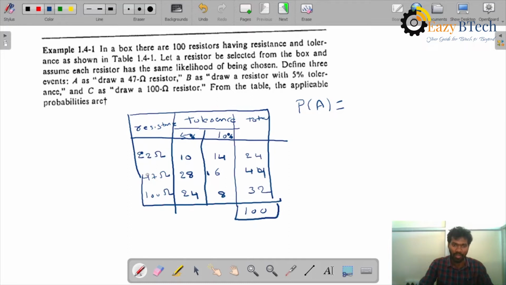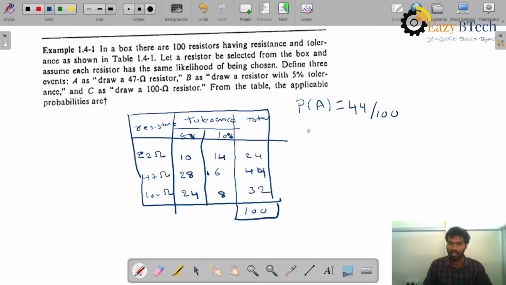So we have to move here. How many 47 ohm resistors? The 47 ohm resistors might be 5% or might be 10%. So how many total 47 ohm resistors? 44, out of how many? 100. So P of A is equal to 44 divided by 100. This is the probability of event A. Next one.